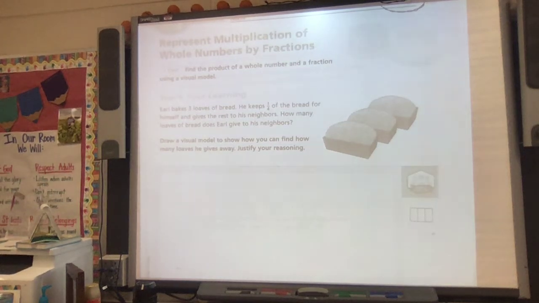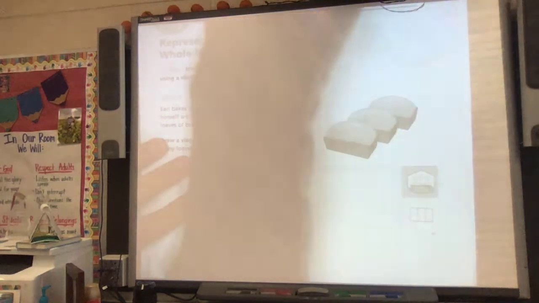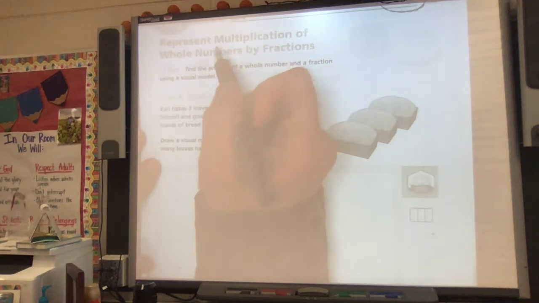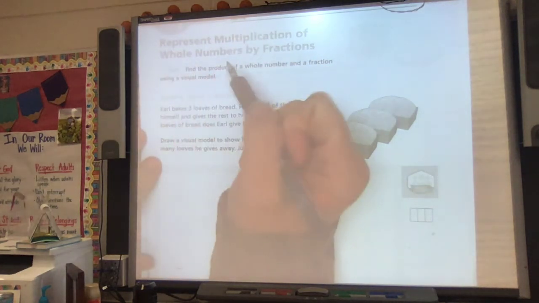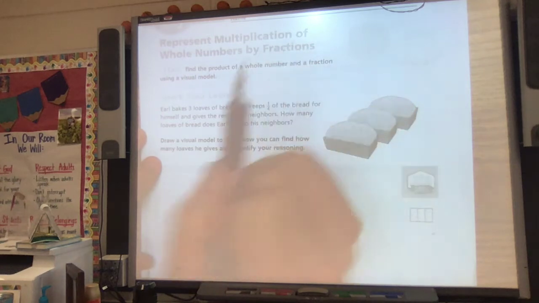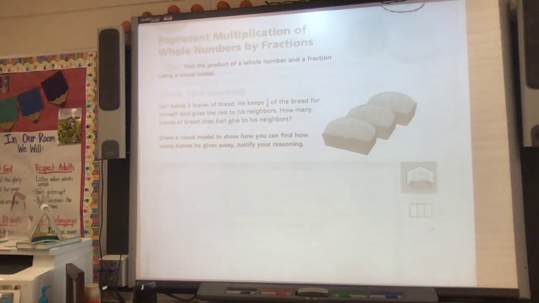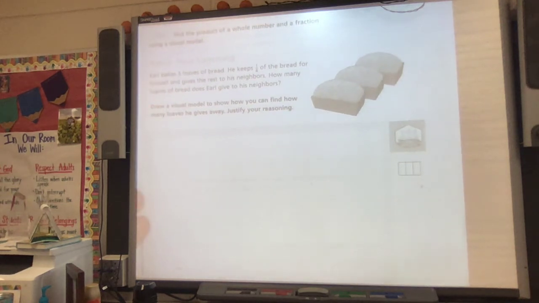Hey boys and girls, today we are going to be in our module 1 through 9 book, page 185. Today we're representing multiplication of whole numbers by fractions. Just like yesterday, we're continuing to represent that multiplication. Yesterday we saw that when we were talking about our cats, looking at them in groups and thinking about equal shares. You're going to see that this is very similar.